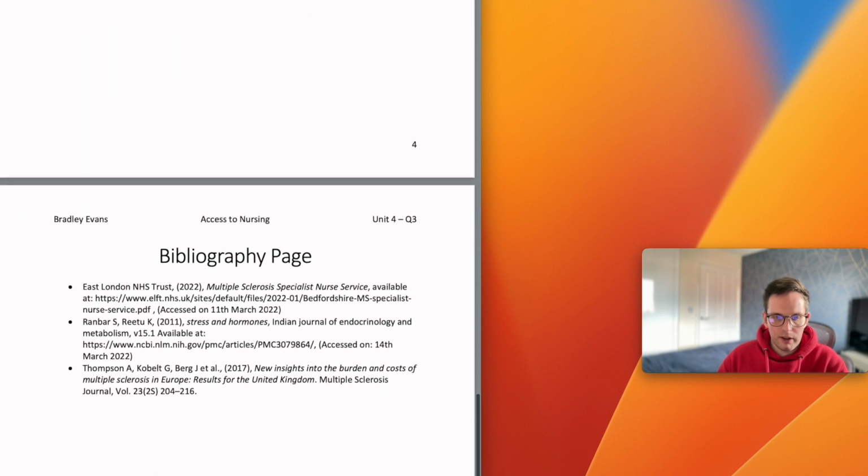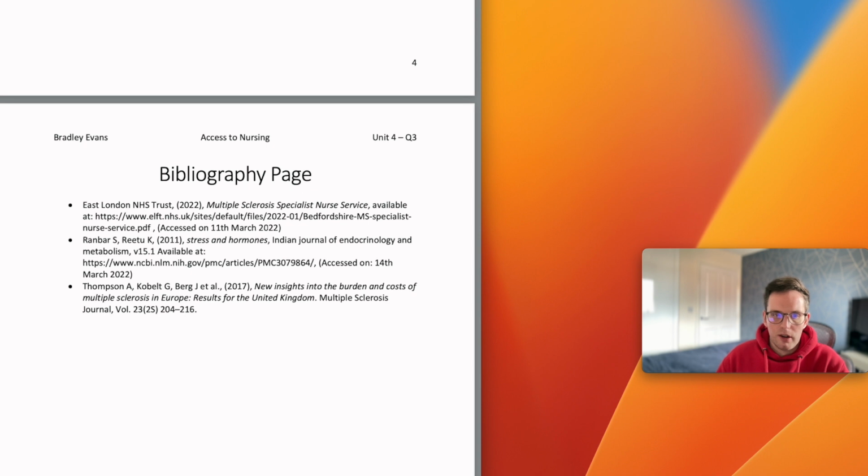Now, a bibliography is slightly different to a reference page, and I actually got this wrong and was asked to resubmit. My bibliography page has on there the items that I didn't reference, but I should also have my reference items in here as well, and they should be in alphabetical order. So this is my assessor's feedback.